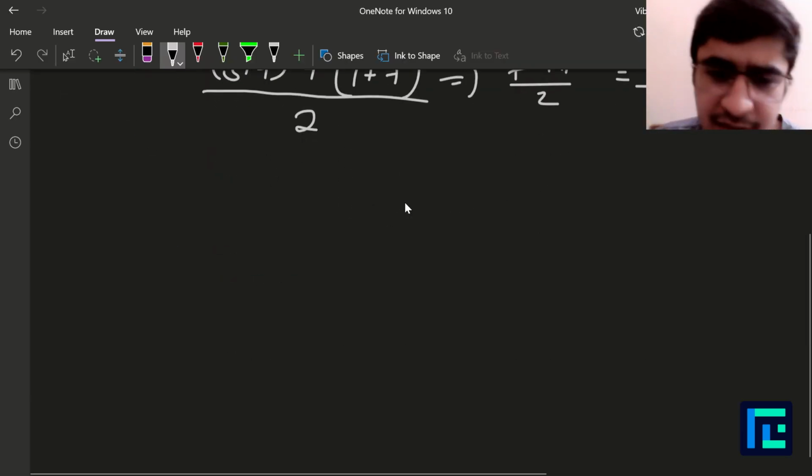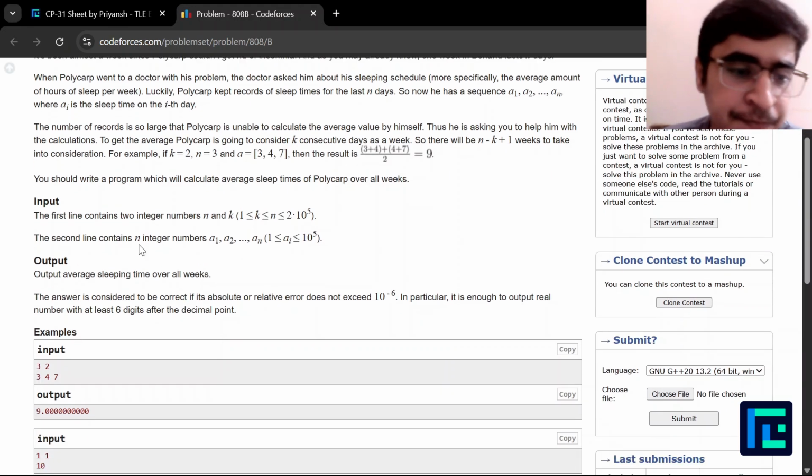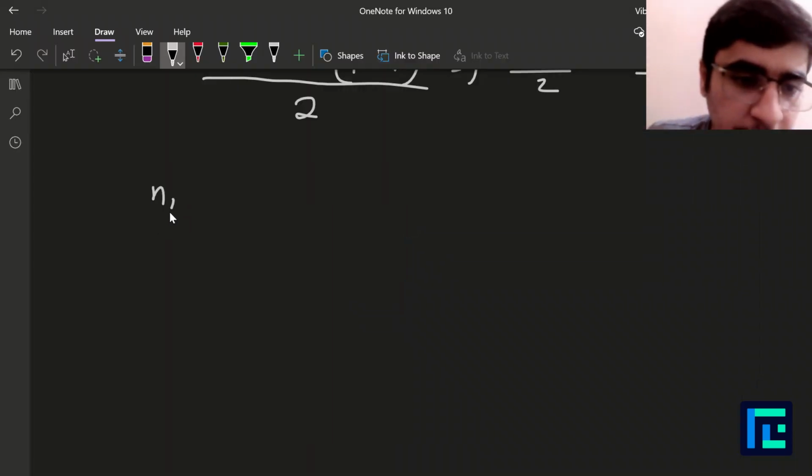So that's it for the problem discussion. Let's see the expected time complexity. We are given that n and k are up to 2 into 10 raised to 5, right? So n comma k is still 2 into 10 raised to 5. And we know 1 second in Codeforces corresponds to approximately 10 raised to 8 operations.